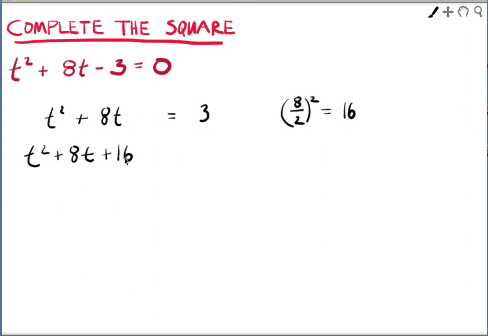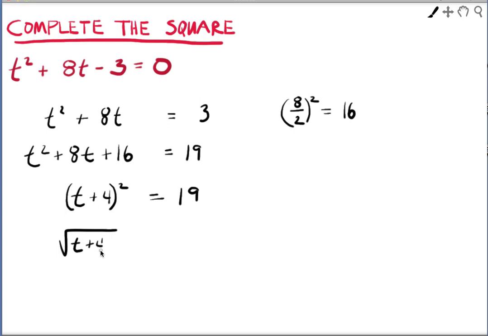Of course, when you add 16 to the left side, since we're dealing with an equation here, you better add 16 to the right side. 16 plus 3 is equal to 19. Now this is a perfect square trinomial. It's equal to t plus 4 times t plus 4, which I'm going to write in shorthand style like this. t plus 4 squared is equal to 19. Our next move, the only way we can get this t out from underneath this square, is to take the square root of both sides. And so that's what I'm going to do.